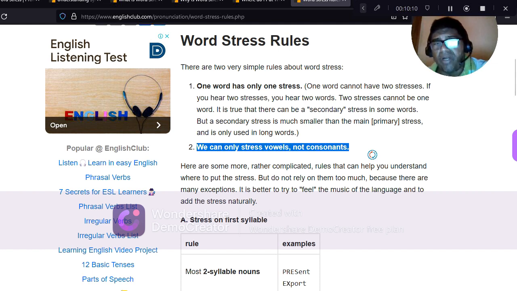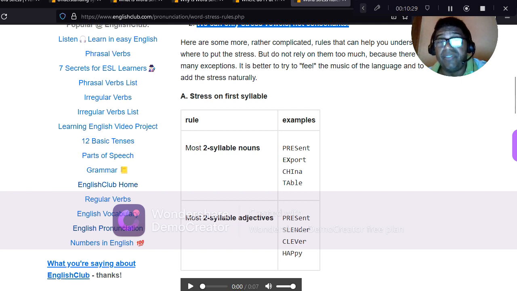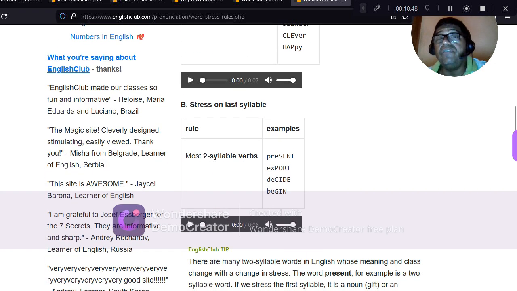Here are some more rather complicated rules that can help you understand where to put the stress. But do not rely on them too much because there are many exceptions. It is better to try to feel the music of the language and to add the stress naturally. Stress on first syllable. Rule: most two-syllable nouns. So in this case, we'll have present, expert, China, table. Most two-syllable adjectives will have the stress on the first syllable: present, slender, clever, happy.